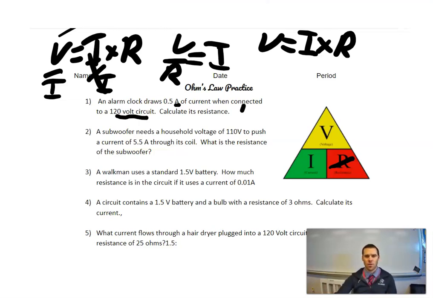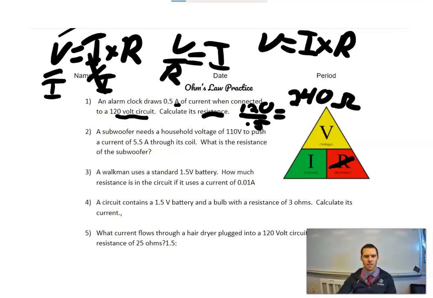So I've got 120 volts divided by 0.5, and I believe that's going to give me 240. I'm not done yet because I want to make sure that I am labeling my units for resistance, and our unit of measurement is ohms, or this little omega sign. All right, let's do another one.